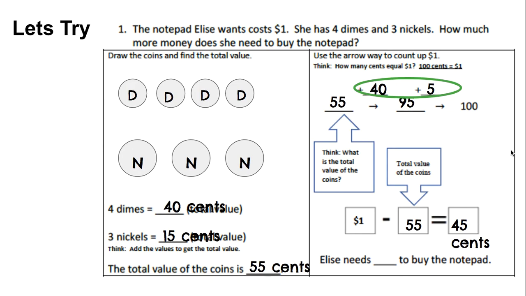You can hit pause, rewind, rewatch this to see how I did it. I'm going to move on to question number 2. If you're ready, move with me. If not, pause and take the time you need to finish this up.